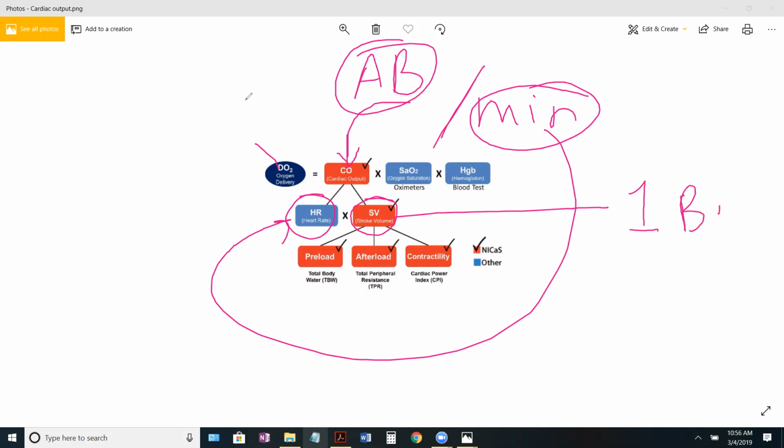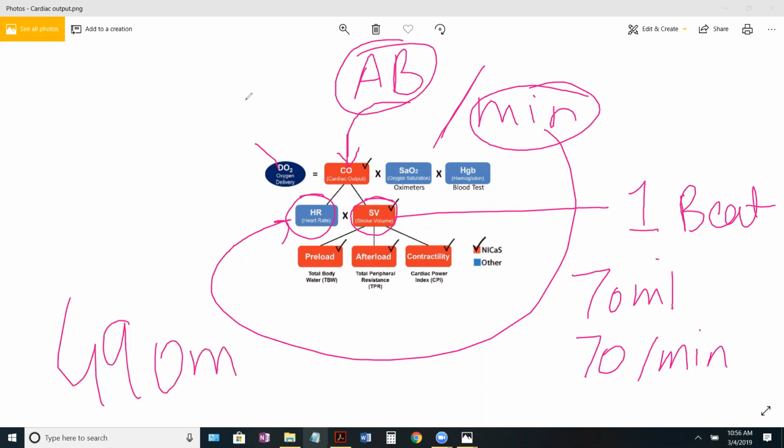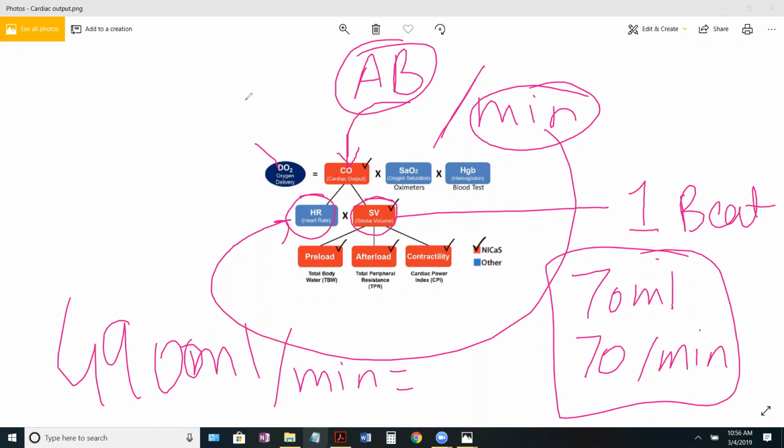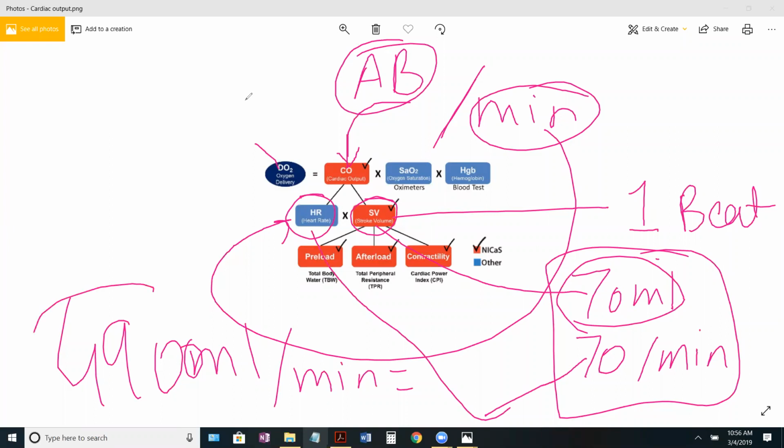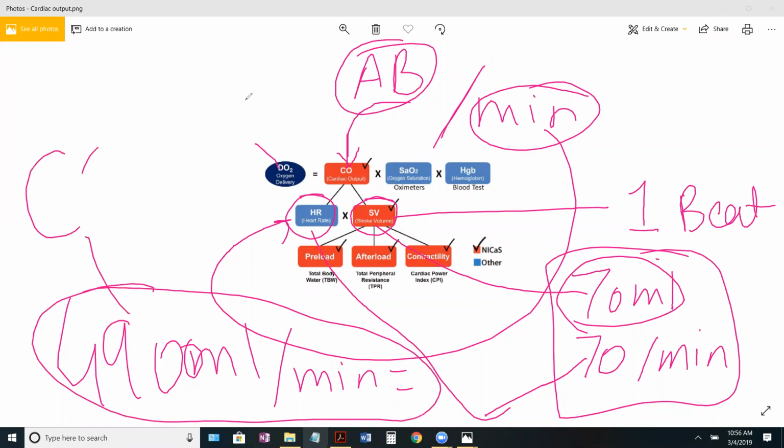One beat ejects how much volume? That is the stroke volume. So if we are ejecting 70 ml with each beat, and we have a heart rate of 70 per minute, if you calculate 70 times 70, it becomes 4900 ml per minute. That's the cardiac output of this person who has a stroke volume of 70 per beat and a heart rate of 70 per minute. So his cardiac output becomes 4900 ml per minute. That's the cardiac output.